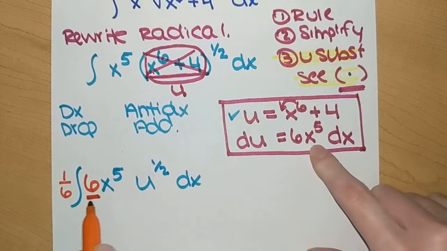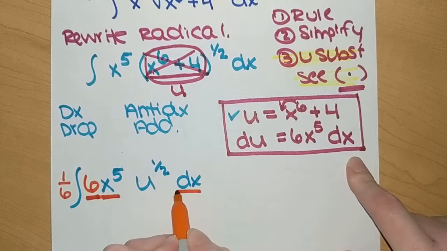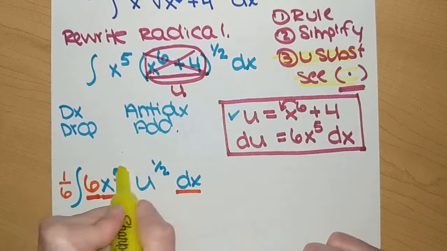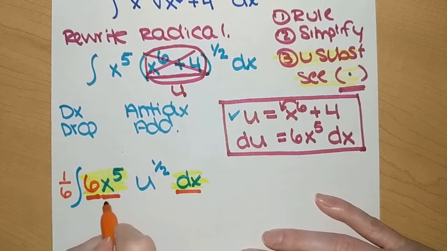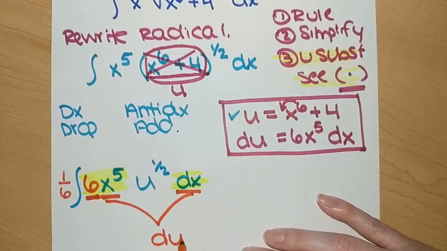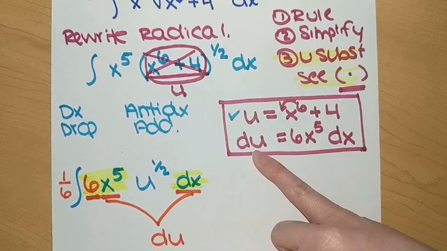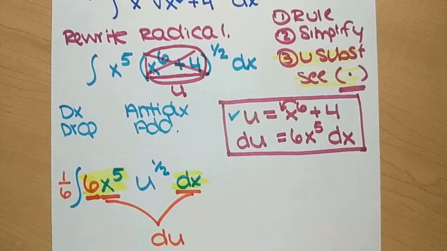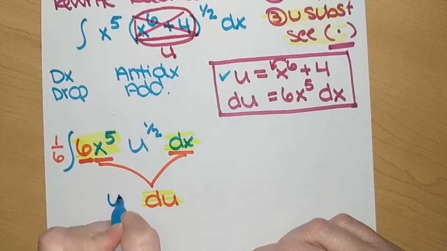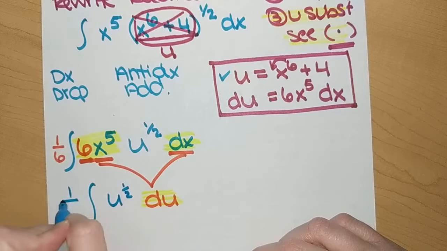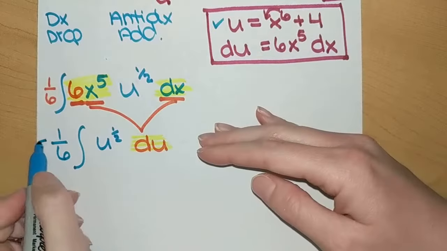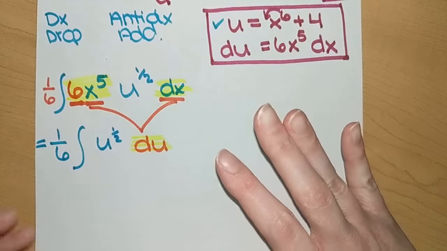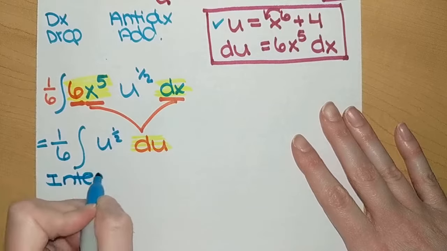So now I have the 6, I have the x to the 5th, and the dx. Those three factors, the 6, the x to the 5th, and the dx, all of those will become our du, by definition of what du is equal to. So all of that is being replaced with du, and then we still have our u to the 1/2, and we still have our integral sign, and we still have the 1/6. All right, so at this point, our integral is completely in terms of u. So now we are ready to integrate.